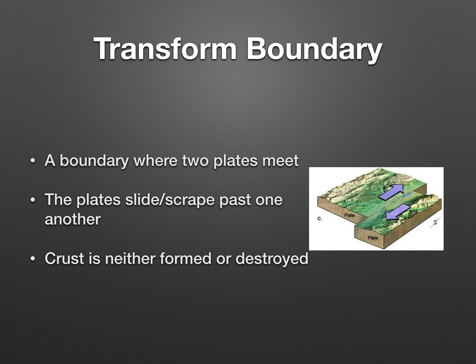And the last boundary, I think the easiest boundary to know, is the transform boundary. It's a boundary where two plates meet, because it's a boundary. And these plates slide or scrape past one another. I always refer to it as a road, like they're driving next to each other. Crust is neither formed nor destroyed because they're not pushing into each other or pulling away from each other. They simply just scrape. And the major thing from this boundary is where earthquakes come from.